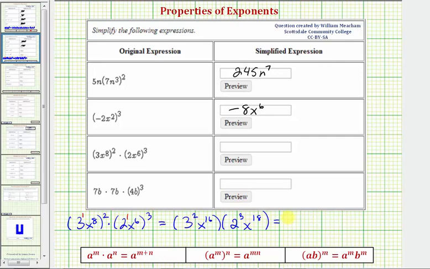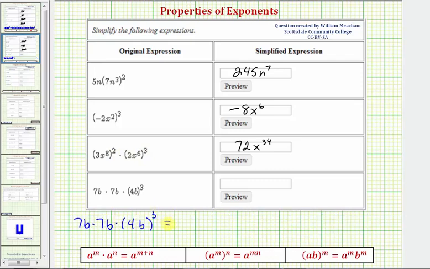Let's go ahead and evaluate 3 squared and 2 to the third. So we have 9 x to the 16th times 8 x to the 18th. Now multiplying, 9 times 8 is 72, and for x to the 16th times x to the 18th, we add the exponents. 16 plus 18 is 34. We have 34 factors of x. So this simplifies to 72 x to the power of 34. Now we could have also expanded this and written out 2 factors of 3x to the 8th and 3 factors of 2x to the 6th, but this time I won't show that.